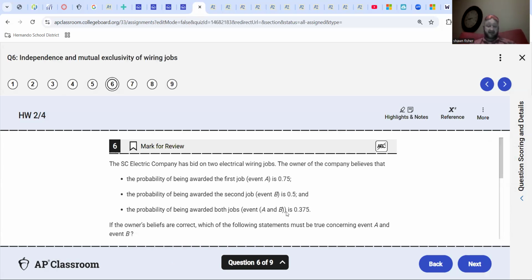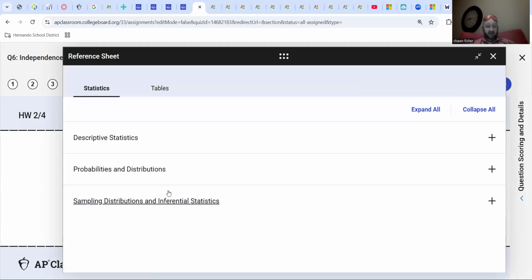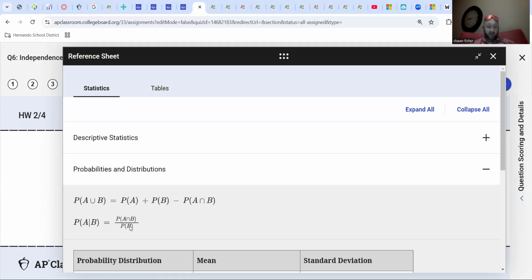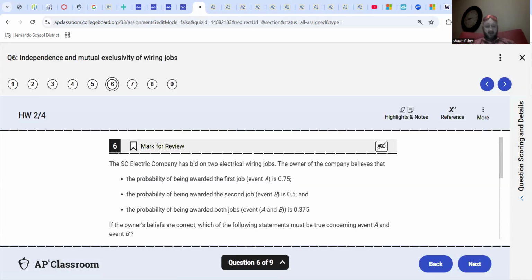Well, there's the probability of A and B, right? And if I divide that by the probability of B, let's just do this one. What is that? 0.375. If I divide that by the probability of event B being 0.5, if they're independent, I should get this 0.75. And there it is. So these things are independent of each other.